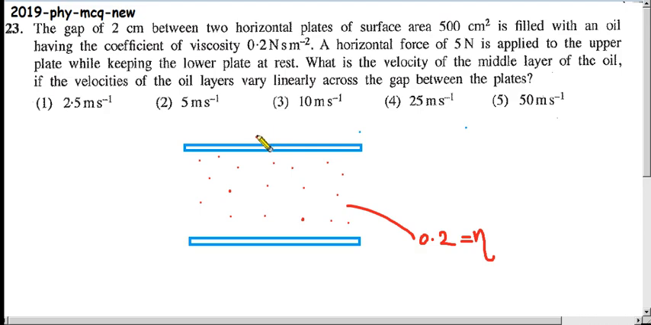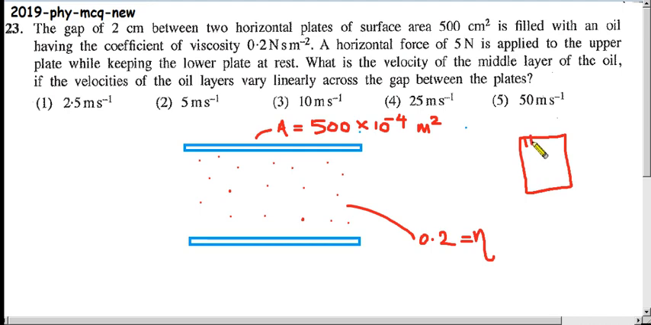The surface area capital A equals 500 square centimeter, so I convert it to square meter by multiplying by 10^-4 square meter, because a square meter contains 100 centimeters this way, 10^2, then 100 centimeters this way, 10^2. So 10^2 times 10^2 is 10^4. You know how to convert square centimeters to square meter.